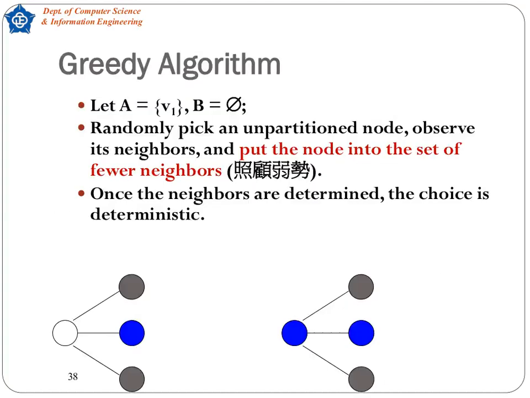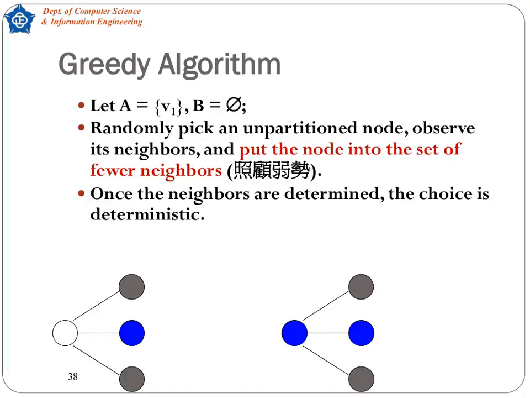Building on the example we just introduced, let's dive deeper into how this specific greedy algorithm for graph partitioning actually works. As we discussed, the process kicks off by initializing two sets. Set A, which begins with a single starting node, V1, and set B, which is initially empty. Now, for the core greedy step, we continue by randomly picking an unpartitioned node from the graph. The clever part is, we then carefully observe its connections, its neighbors, to nodes already residing in set A and set B. Based on these observations, we make a critical choice. We place the chosen node into the set where it has fewer existing neighbors.